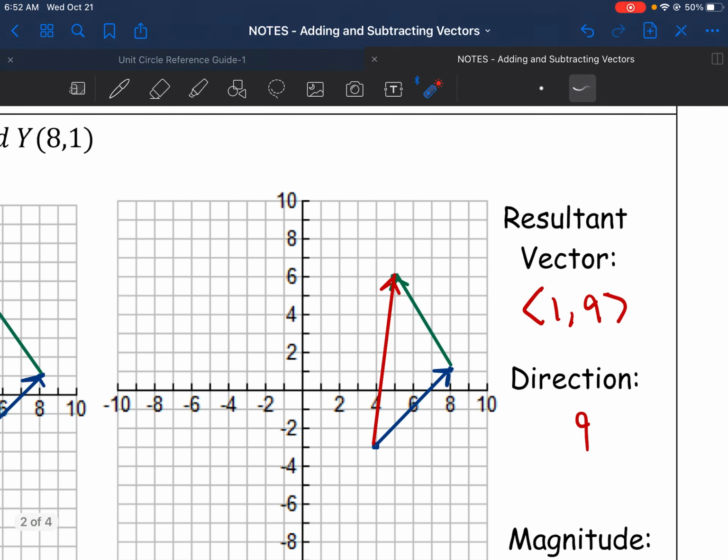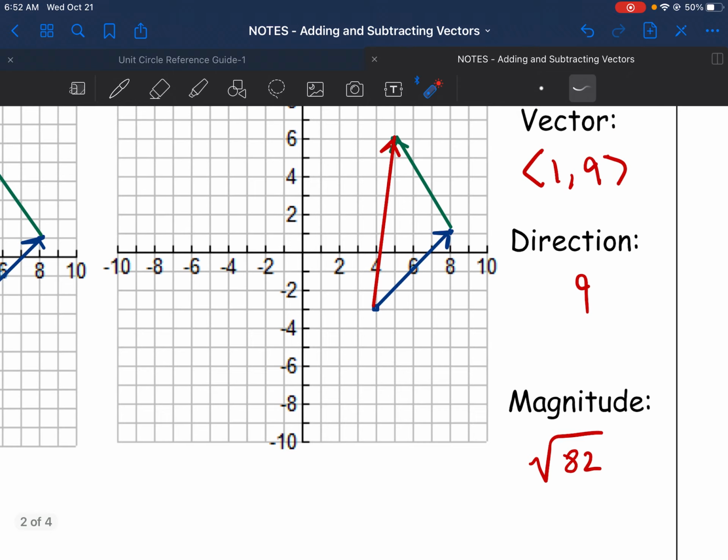Again, we can count the horizontal and vertical components. The horizontal component would go right 1, so we have a positive 1. The vertical component would again go up 9, so we have 9 right here. The direction, 9 over 1 to give us 9. And the magnitude, once again, 1 squared plus 9 squared. That'd be the square root of 82.